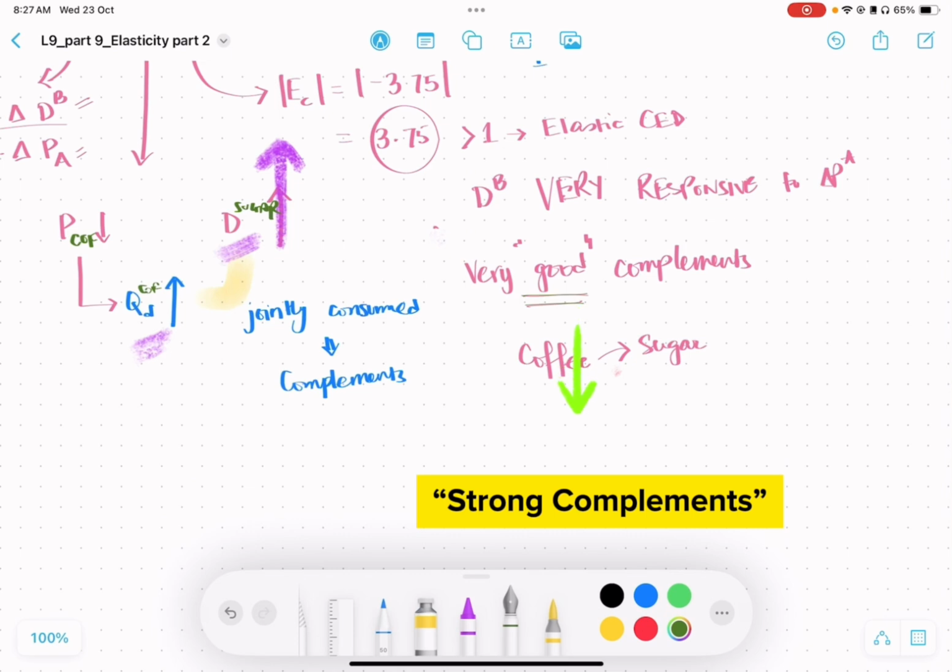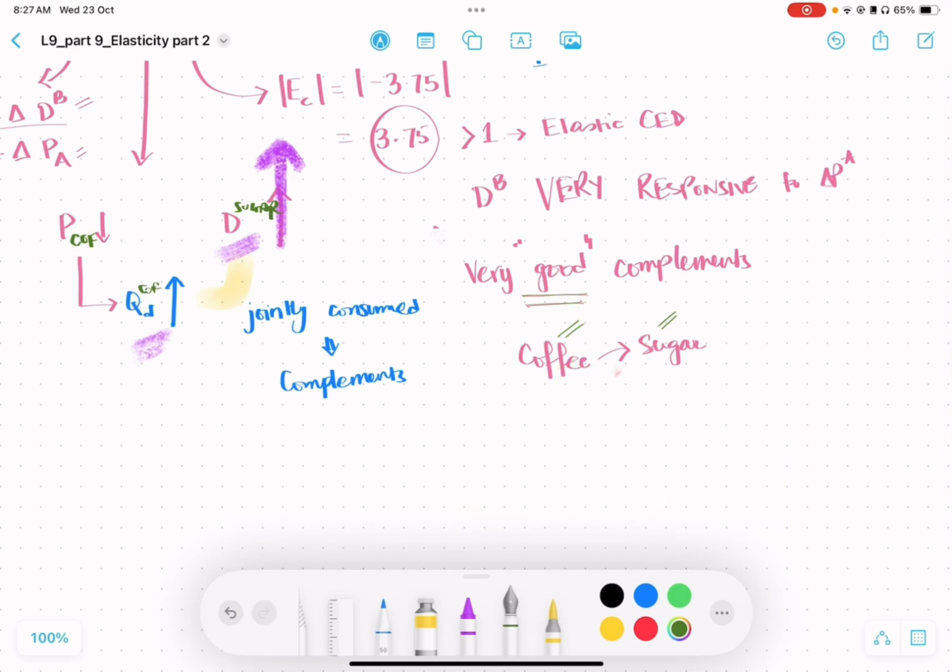Okay, so let's take the case of coffee, and let's say that people insist on having sugar with coffee because otherwise it just turns out to be too bitter and too sad of a drink, right? So here basically what we are saying is that so little increase in consumption of coffee and the consumption of sugar just zooms up, right? So that is what this very high number, this elastic CED, actually means.